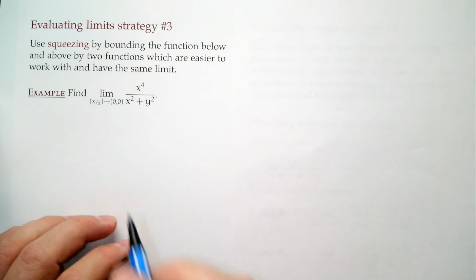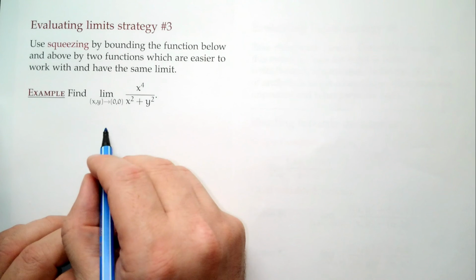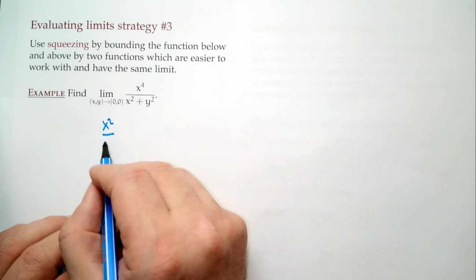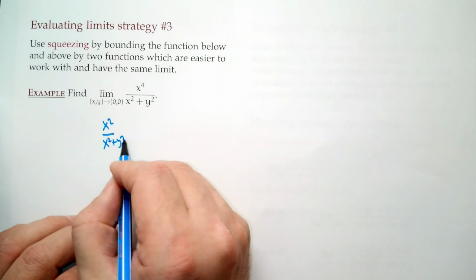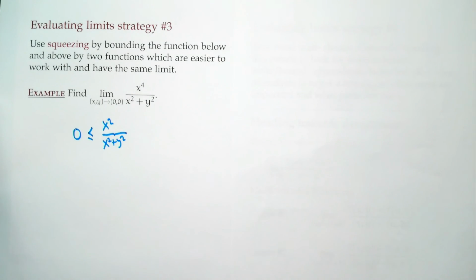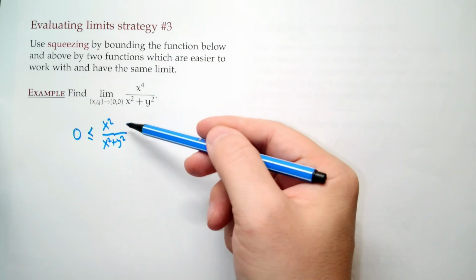Now, here's the idea. So we want to bound this above and below. Well, we'll start with the following observation. X squared over x squared plus y squared, well, that's at least 0, because everything's positive. Because I can't take a positive number over the sum of 2 positive numbers and get a negative number. But notice, compare the numerator to the denominator. Which one is bigger?